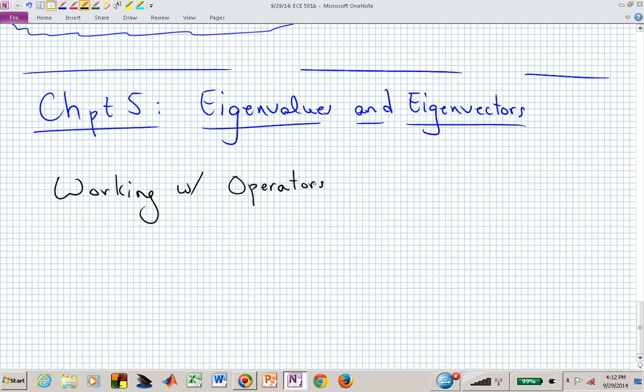Now that we've made it through Chapter 3, we're now able to be working with operators. And what were operators, as a review for the exam? Or what is a property of an operator? Everybody catch that?